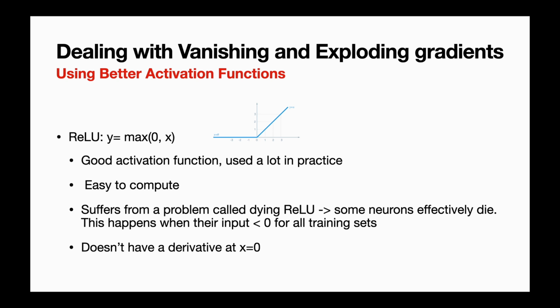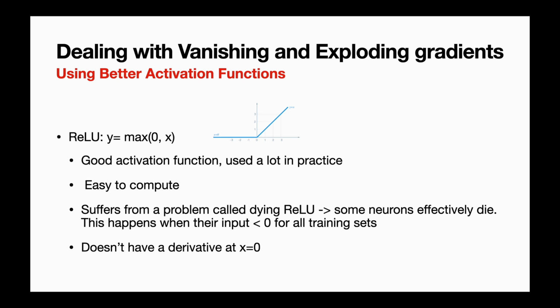The beauty of this one is that it is a very good activation function, used a lot in practice, and it's extremely easy to compute. Exponents are costly to compute, and these functions are like the simplest things in the world. But they have an issue. Their issue is dying ReLU. That means some neurons effectively die, specifically when all the training set produces 0 inputs for that activation function, and it dies. So that's one of the main issues there.